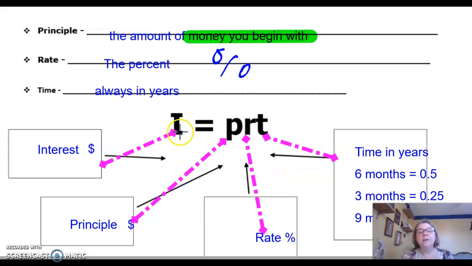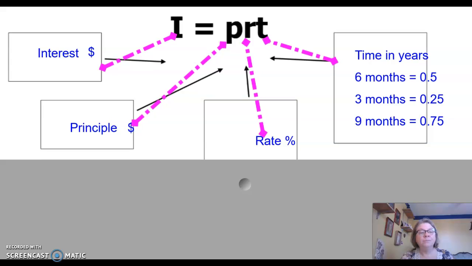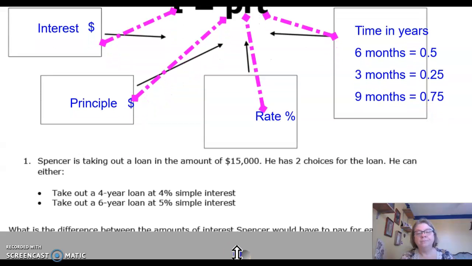So you have money, percent, time in years. This is our basic equation. It is the interest equals the principal times the rate times the time.